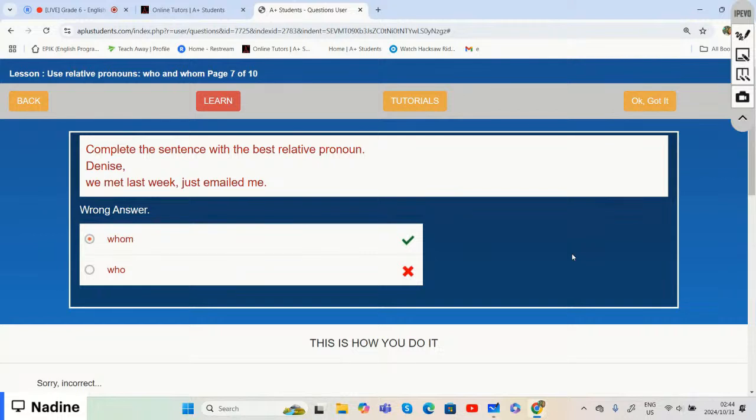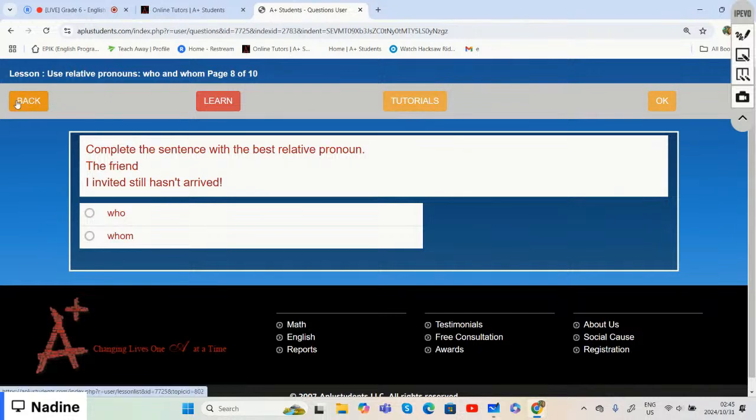So look, when it comes to relative pronouns, if you can replace the word with either she or maybe with he or another subject, then we use the word who. And if we can replace it with another object pronoun, then we use the word whom. But well done for trying.